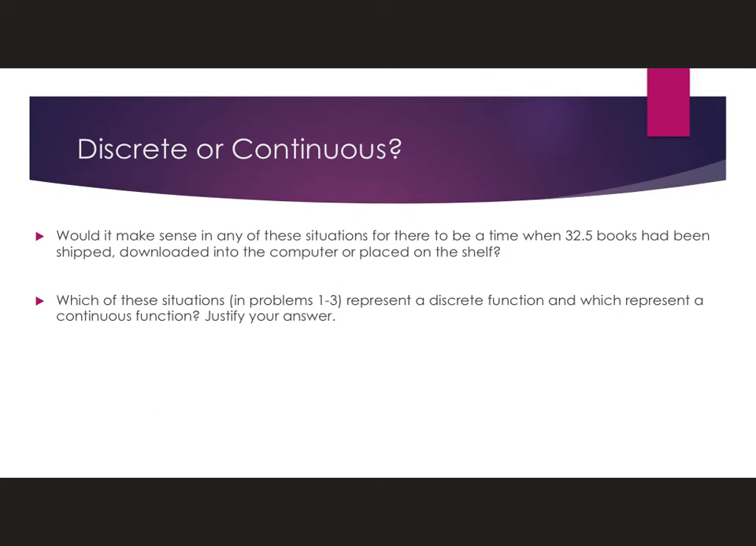So, let's think about this. Discrete or continuous? That's the big thing here. Would it make sense in any of these situations for there to be a time when 32.5 books have been shipped, downloaded to the computer, or placed on a shelf? Well, no.